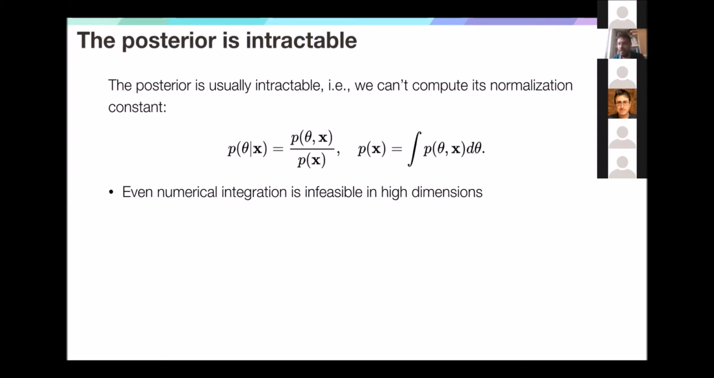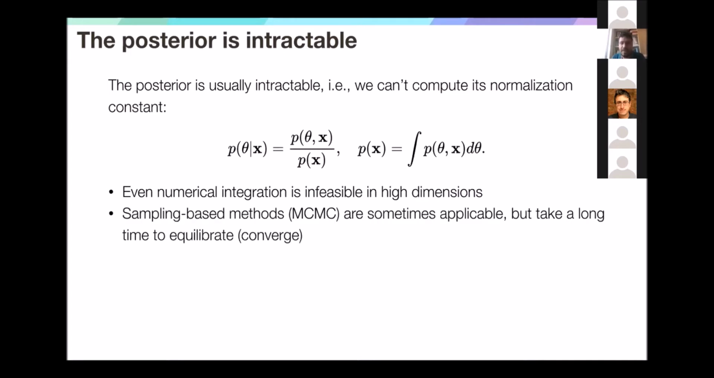So even numerical integration is infeasible. Think of billions of parameters in neural networks that you have to integrate out. And also sampling-based methods, such as Markov chain Monte Carlo methods, sometimes apply, but in general, they're really slow to equilibrate, right? And so we want to come up with a fundamentally new way of learning these kinds of models. And as I already said, I mostly work on variational inference, variational methods. So this is what this talk is mainly going to be about. So optimization-based inference.